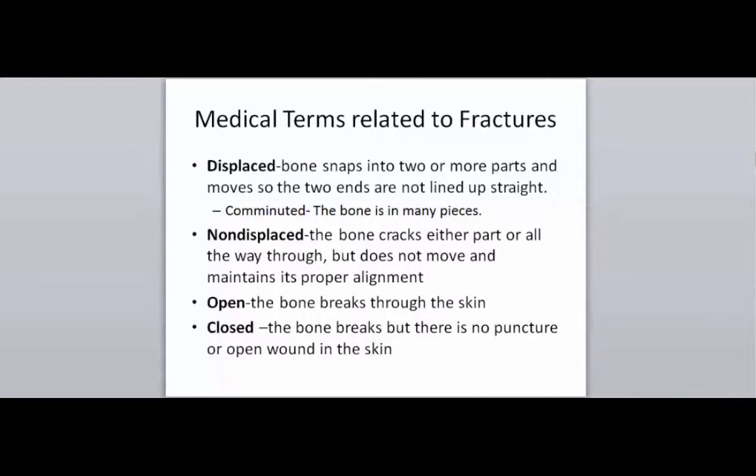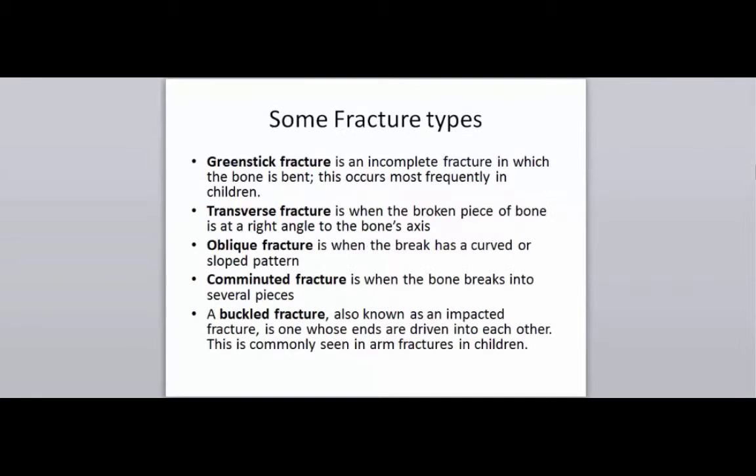An open fracture, the bone has actually come through the skin, and closed, the bone can break, but there's no puncture or open wound in the skin. Sometimes with the open fractures also, the bone pierces the skin, but then it goes back in from the injury itself. There's a force that causes it to come through the skin, and then a reciprocal movement in the other direction that causes the bone to go back through the skin. So it's just a very traumatic injury that often predisposes a patient to infections.